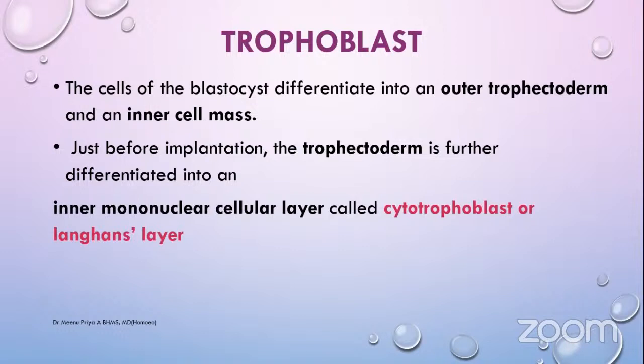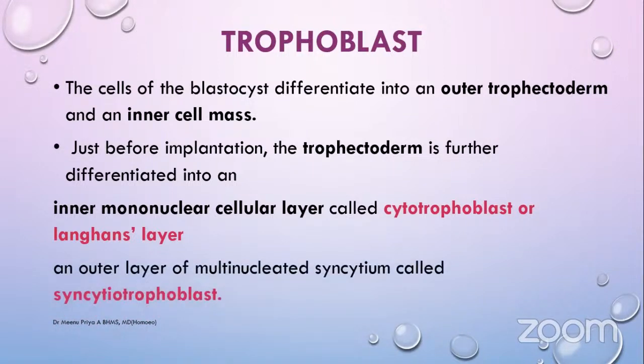Always remember the other name for any condition or term, because they can confuse you by asking the other name. So cytotrophoblast is also called the Langhans layer, just remember. And syncytiotrophoblast: an outer layer of multinucleated syncytium called syncytiotrophoblast. Now, the word syncytium means outer. Any cell layer which is formed outside is called syncytium. So now remember, the blastocyst has two parts, inner cell mass and outer, and this outer is again differentiated into two: the cytotrophoblast, which is in contact with the inner cell mass, and the syncytiotrophoblast, which is the outer multinucleated layer.